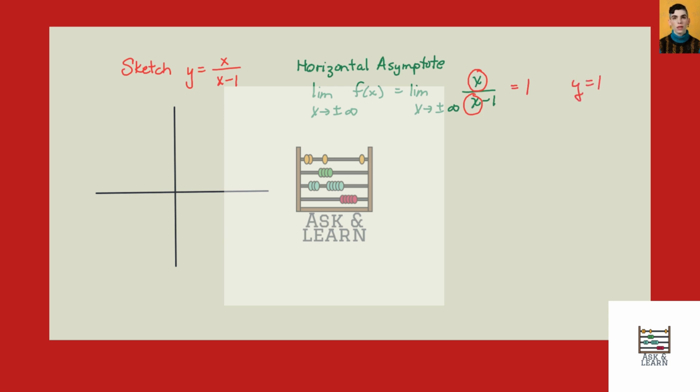And let's go ahead and draw that on there. It's not going to be dotted because I can't easily do dotted lines, but there it is. So we will have a horizontal asymptote at y equals 1.